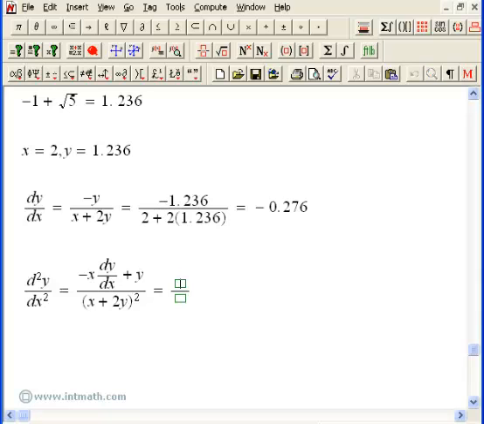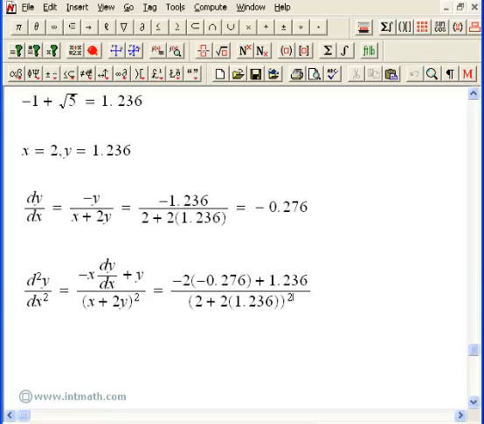My x value was 2, and I multiply that by my dy/dx value, which is negative 0.276 from above. Then I add the y value that I got, 1.236, and I put it all over x equals 2 plus 2 times 1.236, and I have to square all that.